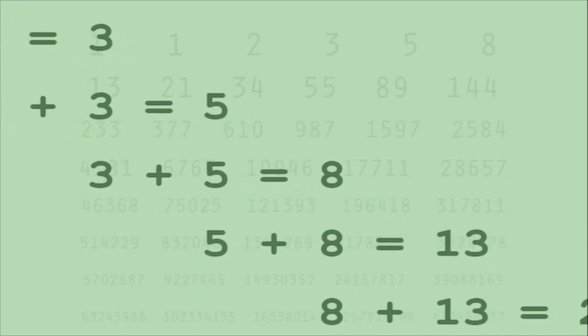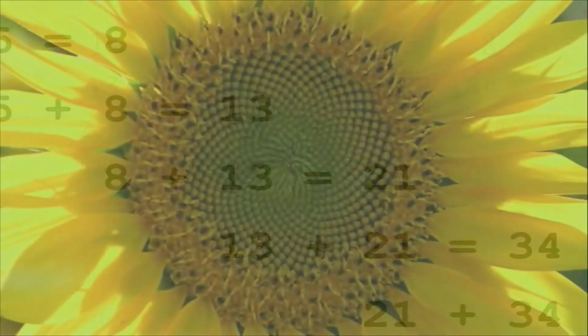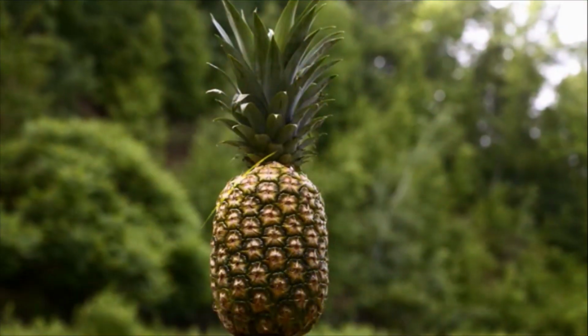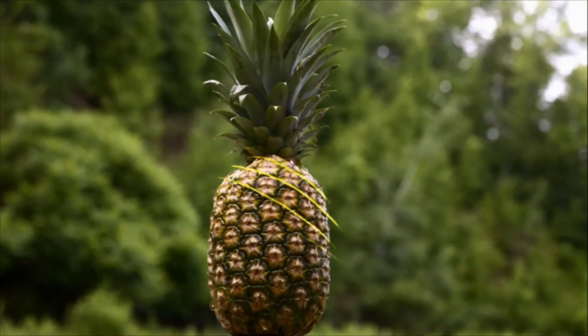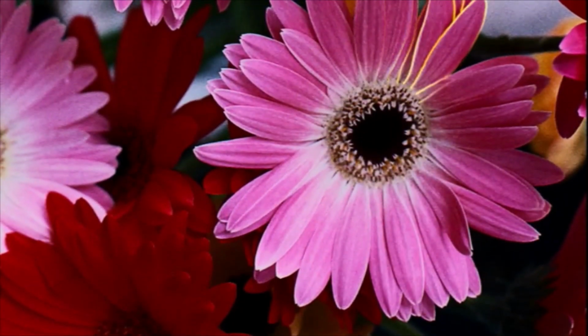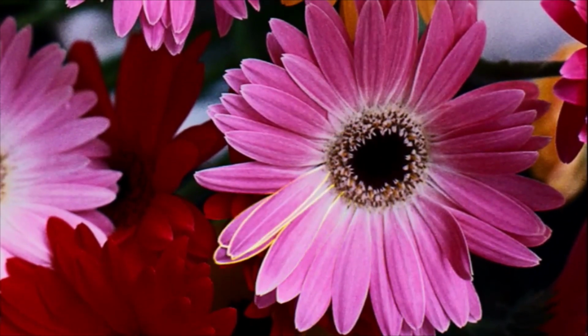Interestingly, these Fibonacci numbers can often be observed in plants. This sunflower has 34 spirals in one direction and 55 going the other way. Both of these numbers are in the Fibonacci sequence. A pineapple will often have 8 or 13 spirals. Flowers with a spiral growth pattern tend to have a Fibonacci number of petals.